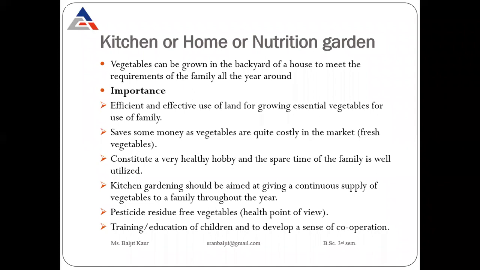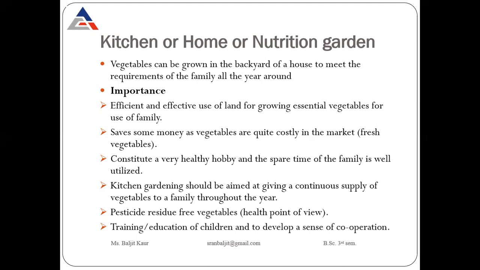So what is the importance of kitchen garden? We can use the spare land in our house very efficiently and effectively to grow the vegetables, and these vegetables can be used for a family, right? So this garden saves money as vegetables are costly in the market, and we do not need money to buy the vegetables from the market as we are growing all the vegetables in the backyard of our house, right? And it constitutes a very healthy hobby, and the spare time of family is well utilized, right?